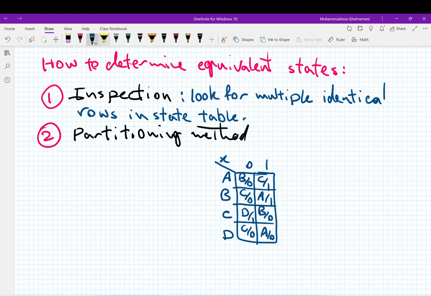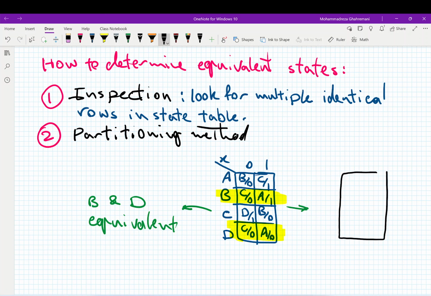Okay, now if we look at different rows, here we see that row B and row D are exactly equivalent. So we can say that B and D are equivalent, so we can remove one of them. No matter which one you remove, you can remove one of them, and of course you need to substitute the removed state with the other state which you keep.